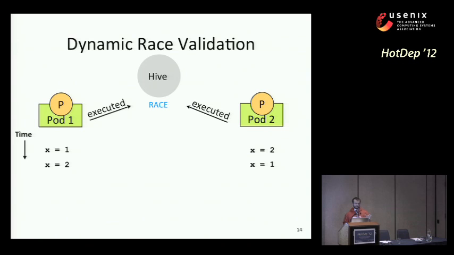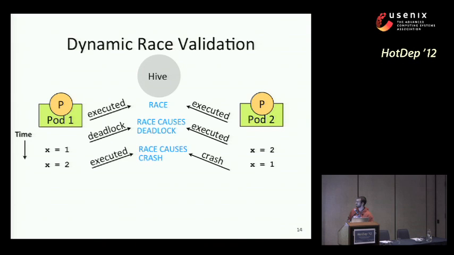Pods are also capable of determining whether the program crashes or deadlocks, and relay this information back to the Hive. The program may deadlock in one of these executions, and in the other execution, the program just may execute normally, in which case the Hive will decide that there is a race, and this race actually causes a deadlock. The same thing applies for crashes. So the two accesses are executed, but one of the orders of the accesses caused the program to crash. The Hive will decide that, yes, there is a race, which is causing a crash ultimately.